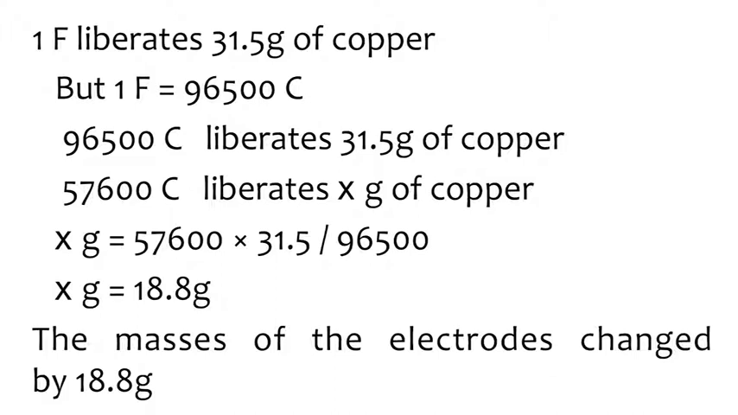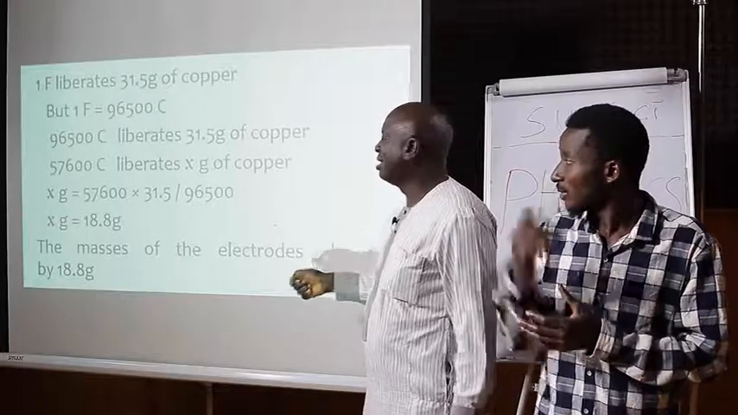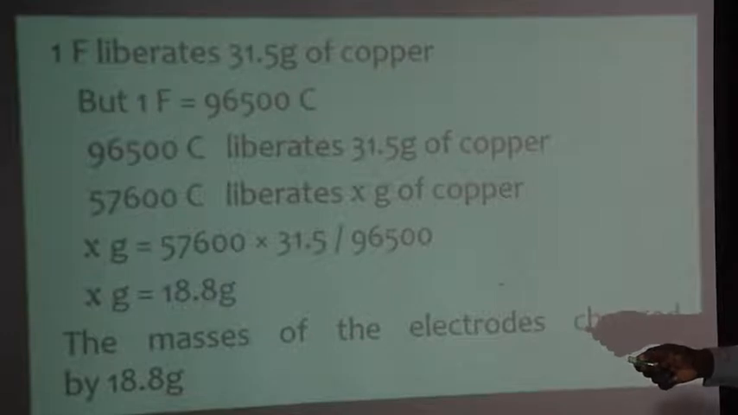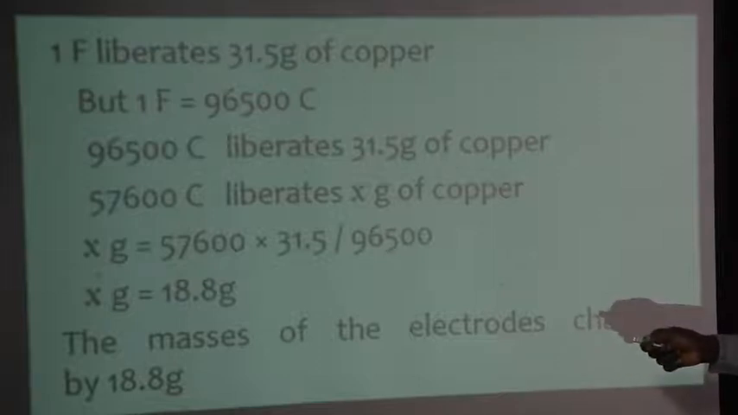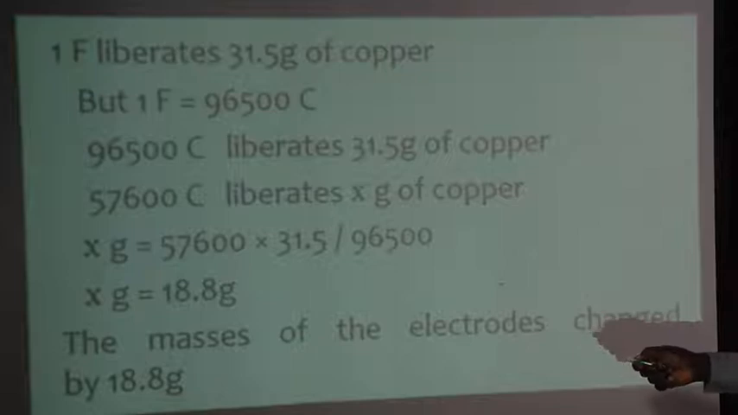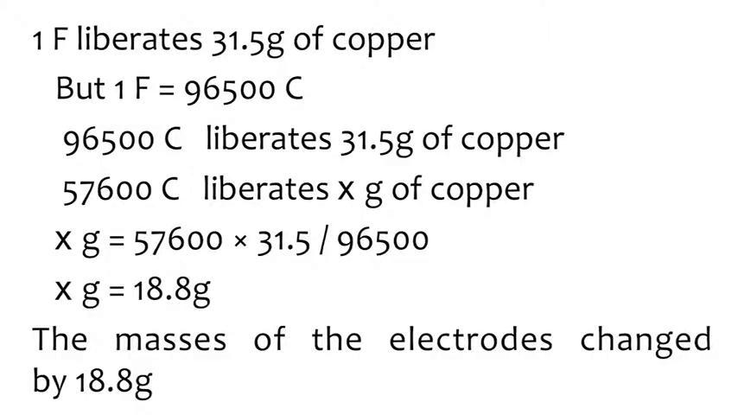Therefore, 96500 coulombs liberates 31.5 grams of copper. Then 57600 coulombs liberates X grams of copper. Therefore, X grams of copper will be equal to 57600 times 31.5, all divided by 96500. Therefore, X grams will be equal to 18.8 grams. Therefore, the masses of the electrodes changed by 18.8 grams.